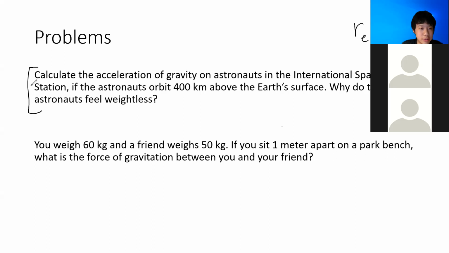For the first problem, there are actually two parts to the problem. The first part is to calculate the acceleration of gravity on the International Space Station, and the second part is why do the astronauts feel weightless? So I'll give you guys 2 more minutes for these problems.